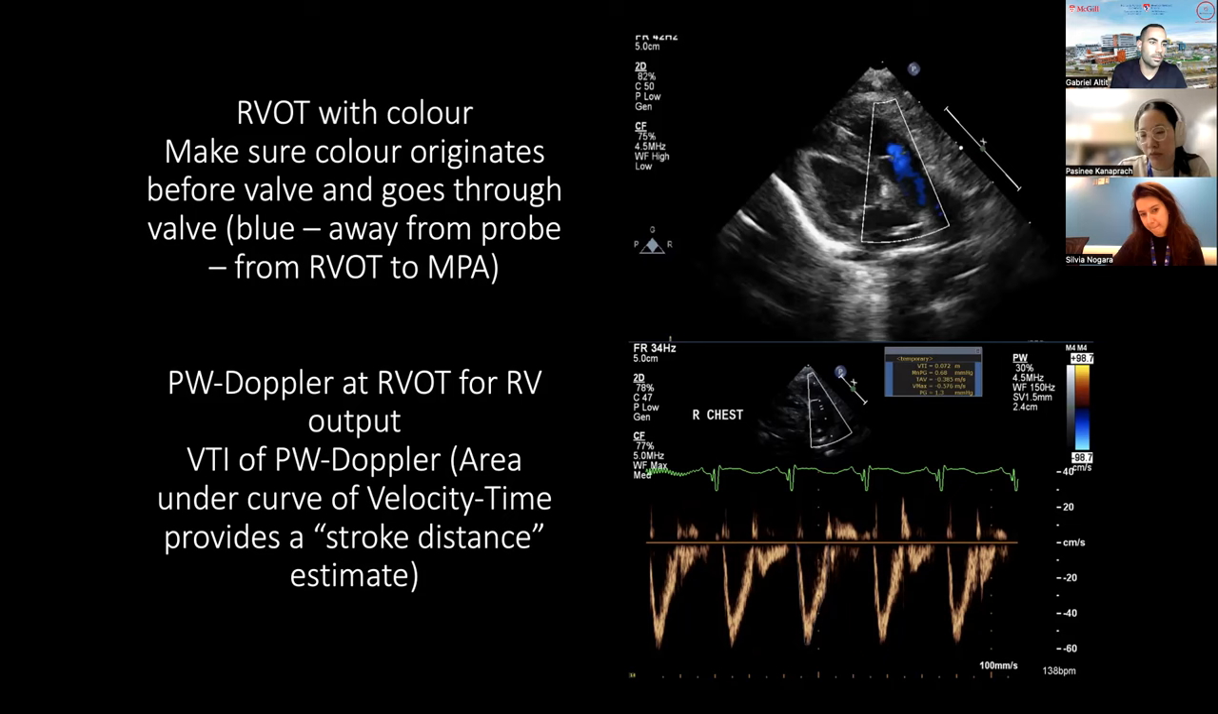Make sense? Okay. So here we're doing an RVOT view. We want to see the blood originating before the valve and going through the valve. If not, you may miss pulmonary valve atresia, especially if there's blood flow coming back from the PDA and swirling. Okay. And then you want to take a CW, a continuous wave Doppler, which provides you information along the line of interrogation. And you want to take a pulse wave Doppler too.